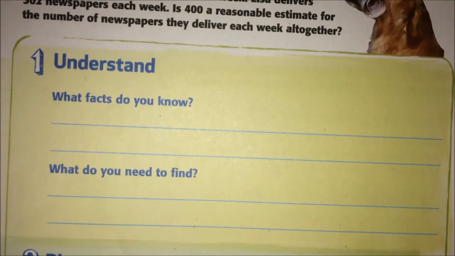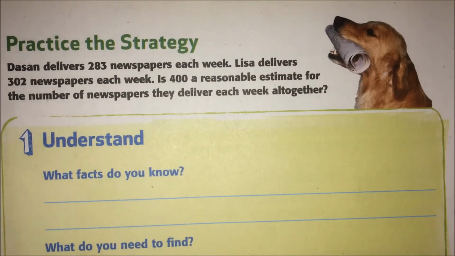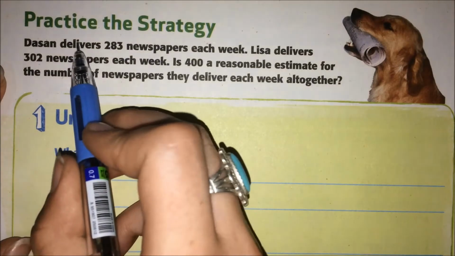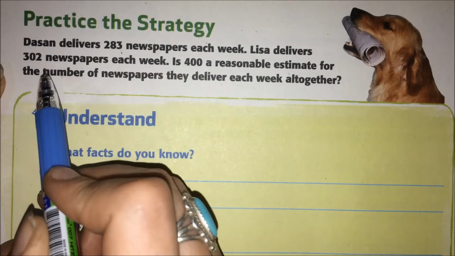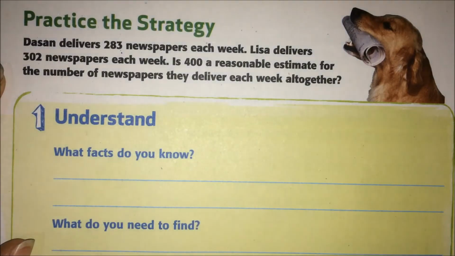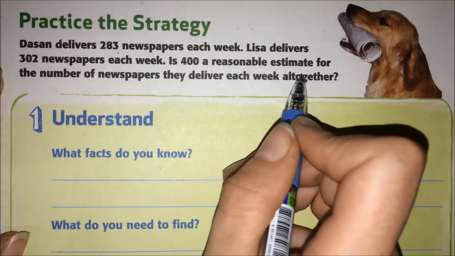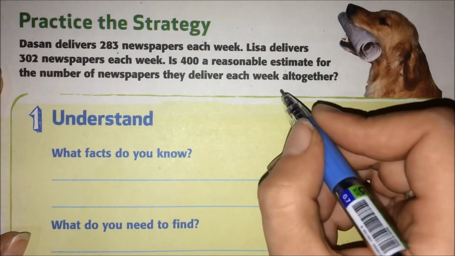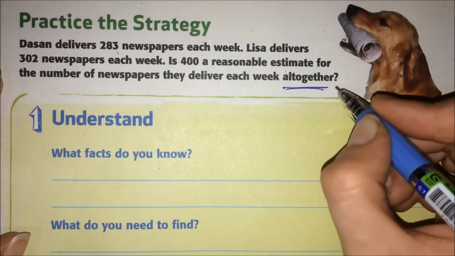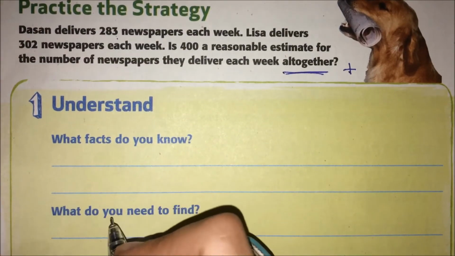Okay, so now the back side doesn't have the words already for us, so we have to add them ourselves. Dasan delivers 283 newspapers each week. Lisa delivers 302 newspapers each week. Is 400 a reasonable estimate for the number of newspapers they deliver altogether, each week altogether? Altogether is an addition word. So, what facts do we know?